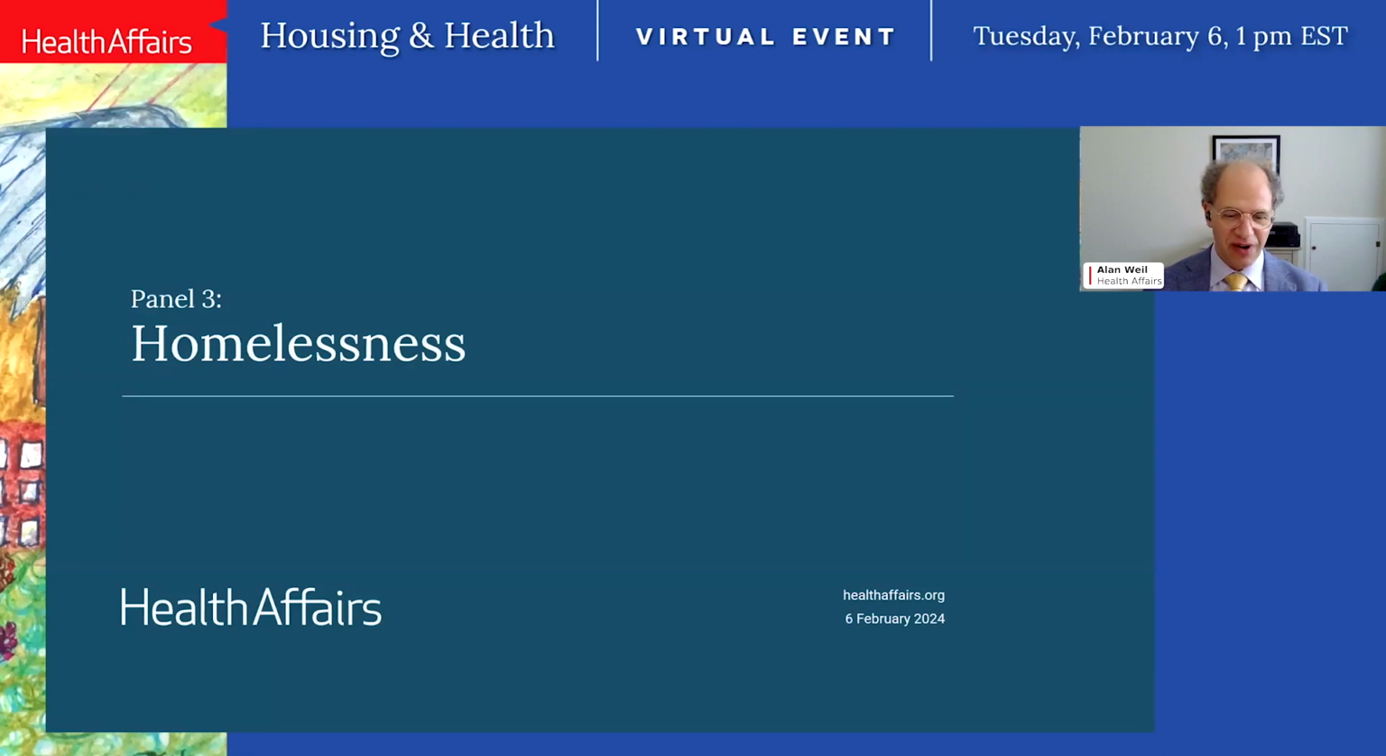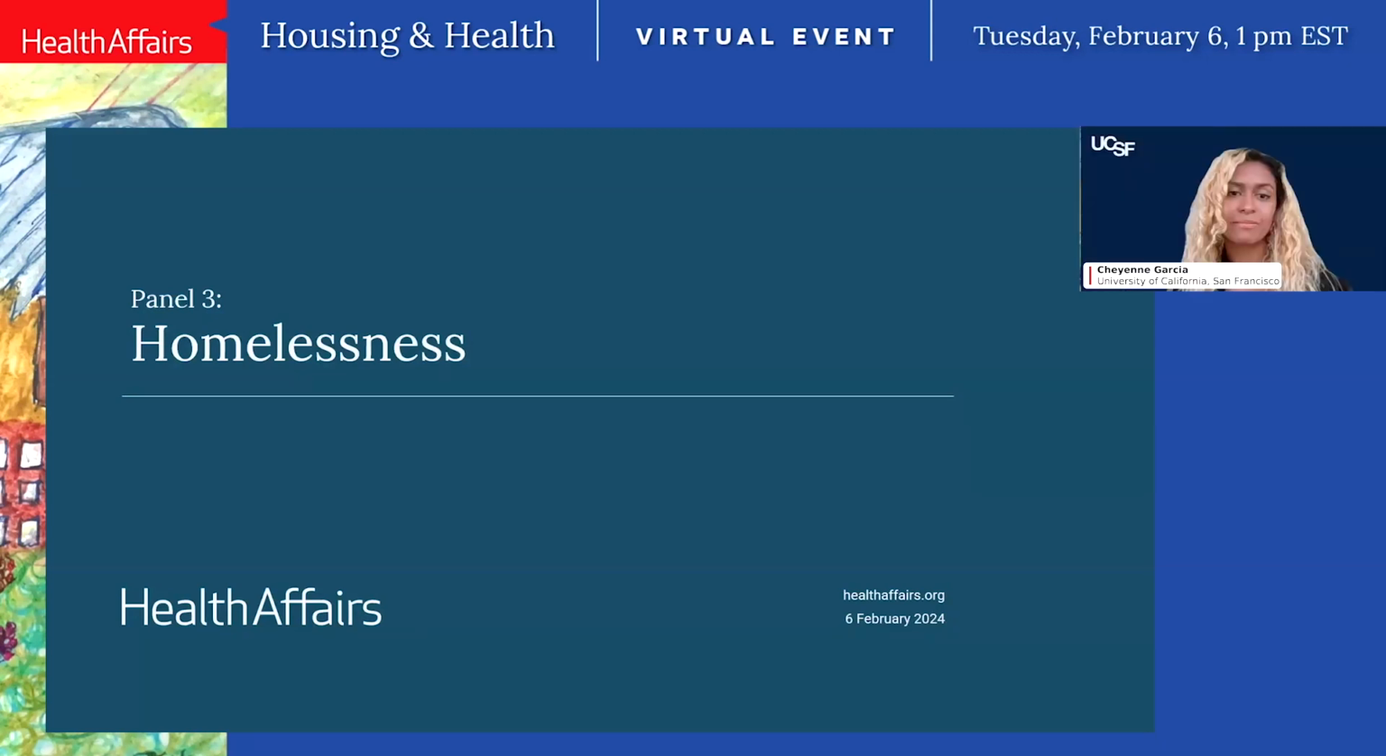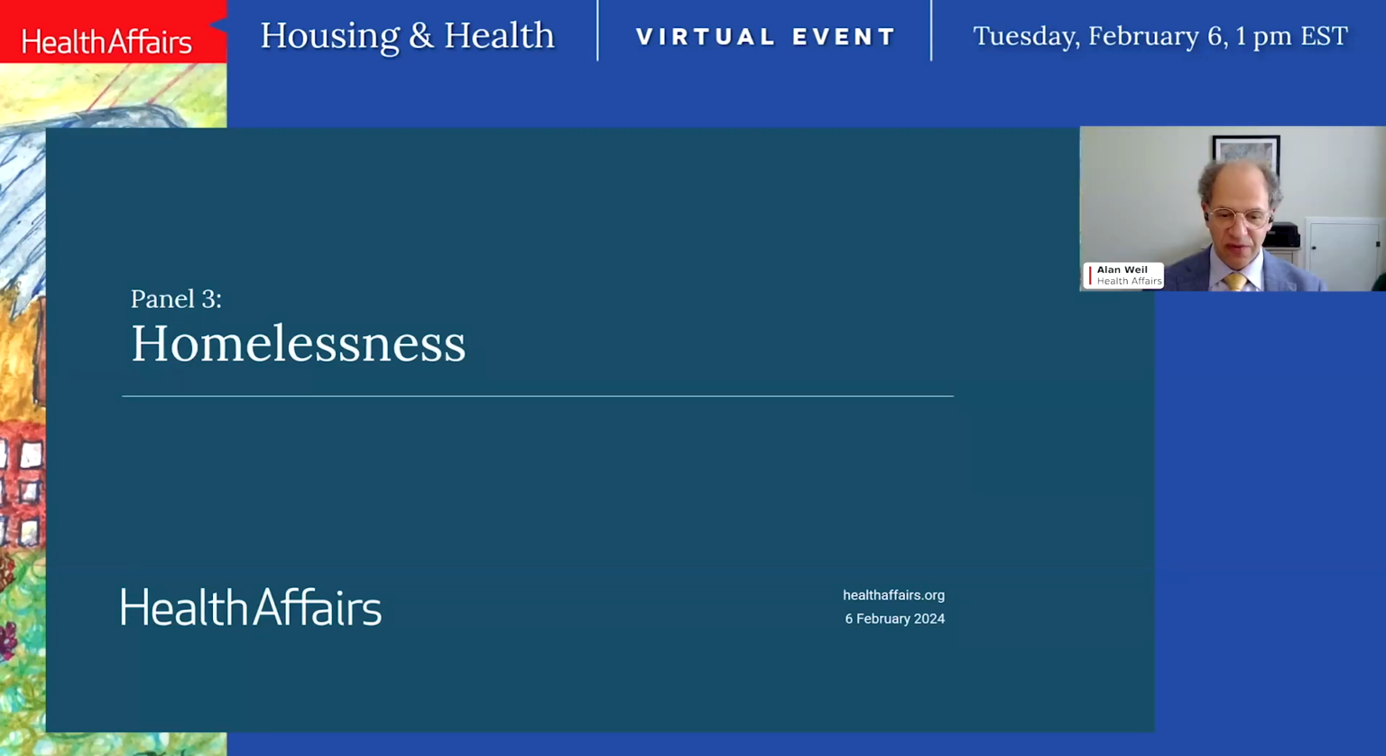I'm going to introduce our panelists, and then we'll turn to them sequentially to present. Cheyenne Garcia from the University of California, San Francisco, who's going to present the overview paper on homelessness in this issue. Matthew Fowle from the University of Pennsylvania around mortality among the homeless population. W. David Bradford at the University of Georgia, looking at another dimension of mortality, particularly drug and alcohol related.